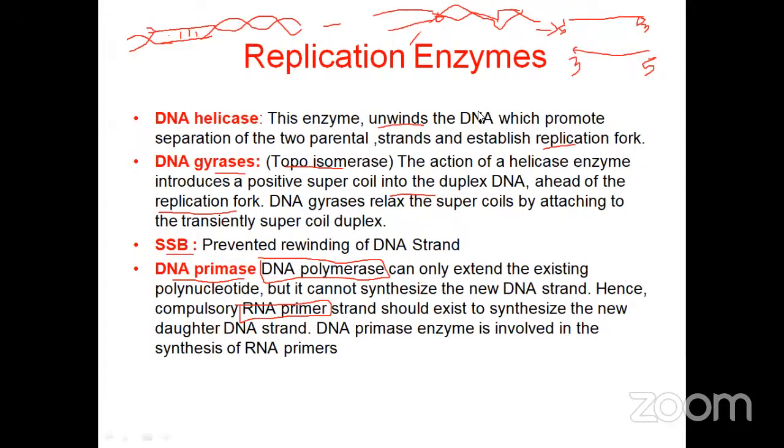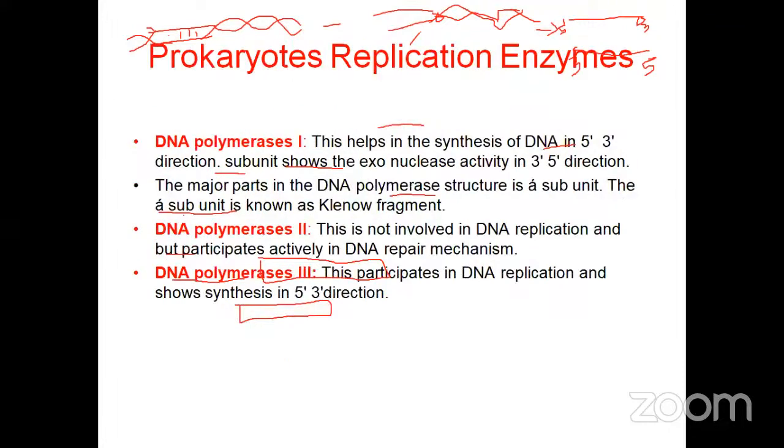As a result of attached DNA polymerase 1, what happens next? We'll see later. These are DNA polymerases, but they differ in prokaryotes and eukaryotes. First, let's discuss prokaryote replication enzymes. In prokaryotes there are 3 types: DNA polymerase 1, DNA polymerase 2, DNA polymerase 3. The first, DNA polymerase 1, helps in DNA synthesis in the 5 to 3 end direction, and has exonuclease activity in the 3 to 5 end direction.